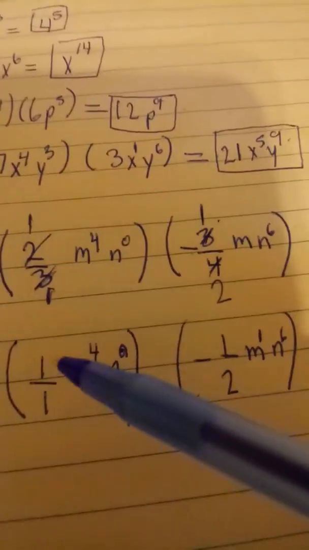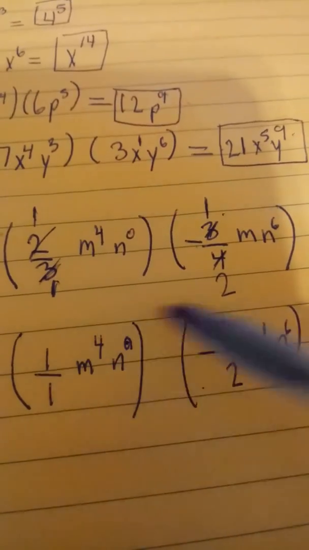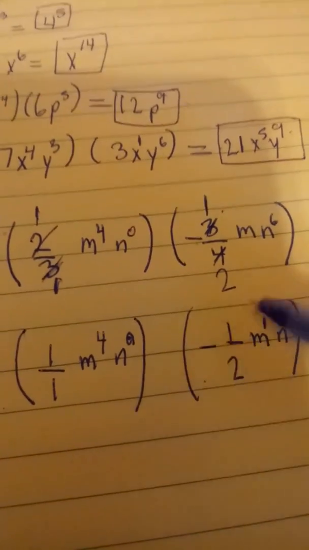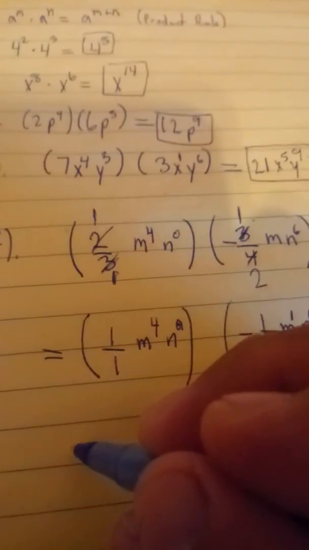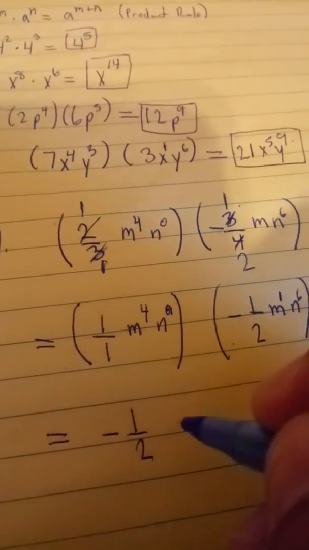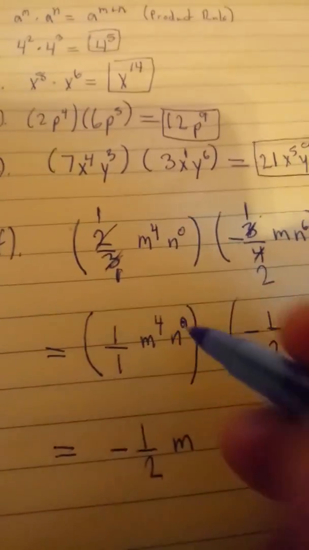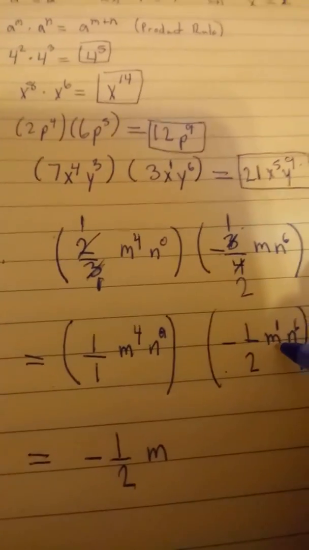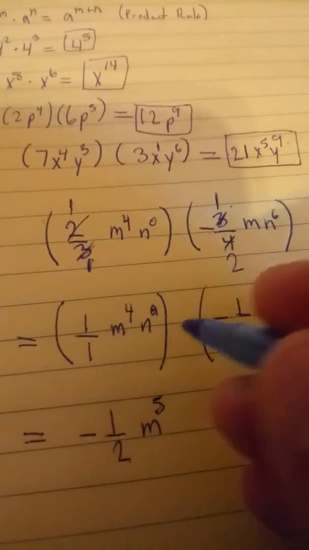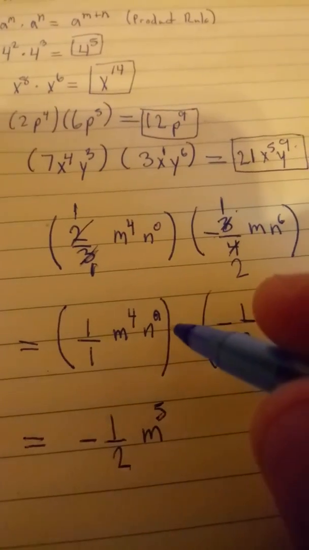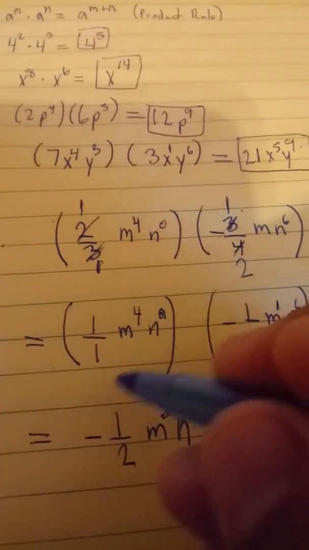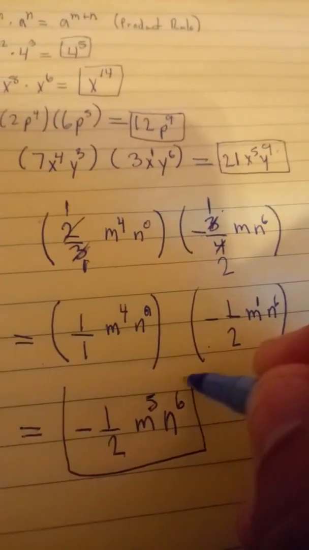So remember how to multiply. Don't forget how to multiply fractions. You multiply 1 times 1 and 1 times 2. Remember, they're different signs, so automatically your answer will end up being negative. So your answer here will be -1/2 m raised to the fifth, because you have m raised to the fourth, times m raised to the first. And you have n raised to the 0 times n raised to the 6. So 0 plus 6 will give you 6. And that will be your answer for this one right here.